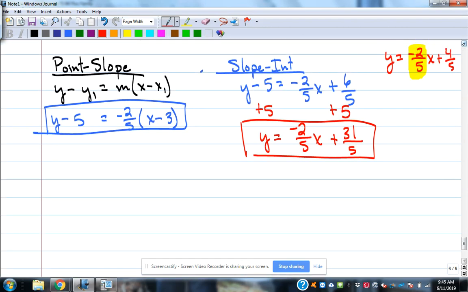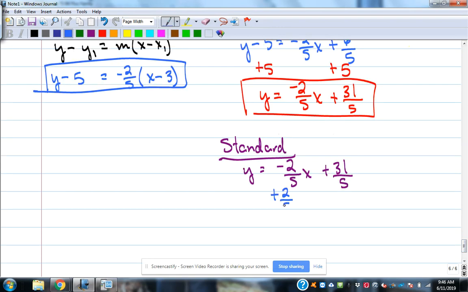Well, maybe they asked for it in slope-intercept form. Maybe they didn't. Maybe they really wanted us to put it in standard form. So standard form for that. Let's take that slope-intercept form problem and get x and y on the same side. So my first step would be add 2/5 x, so add the x back or move the x over to the other side. So that's 2/5 x plus y is equal to 31 over 5.